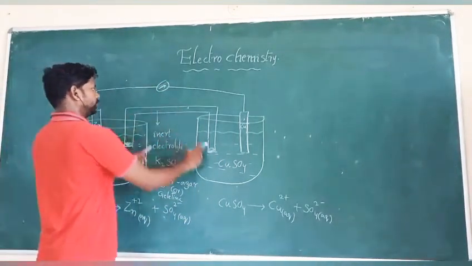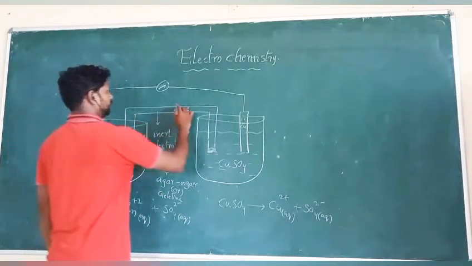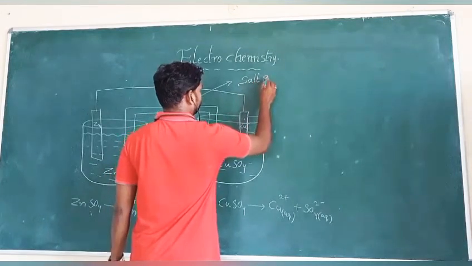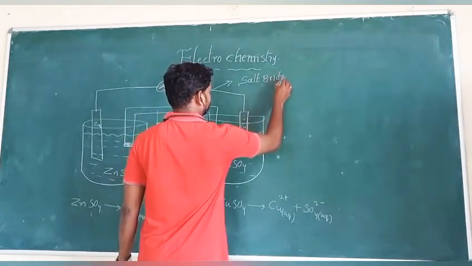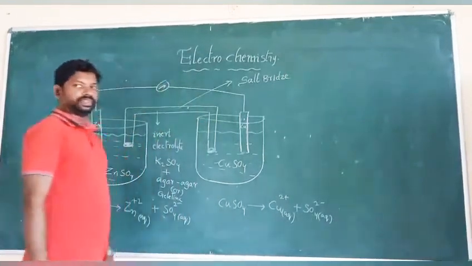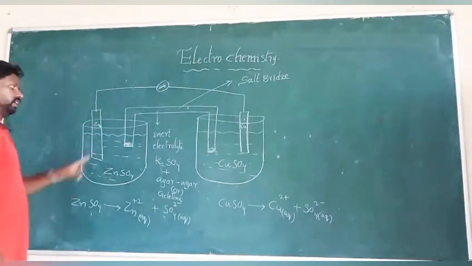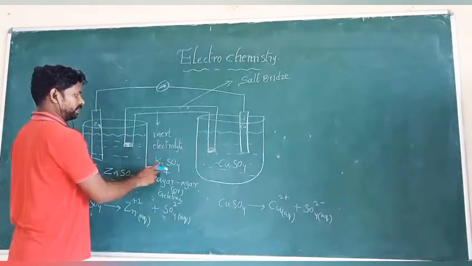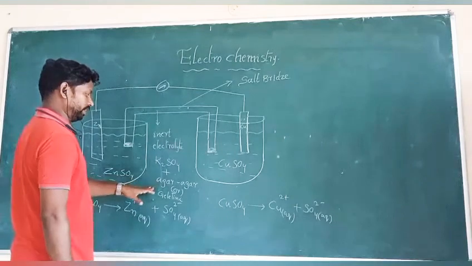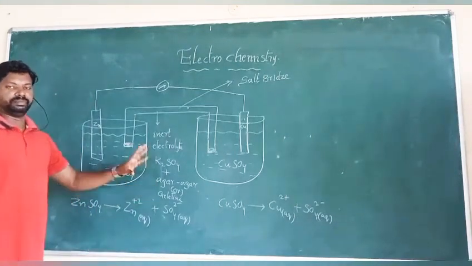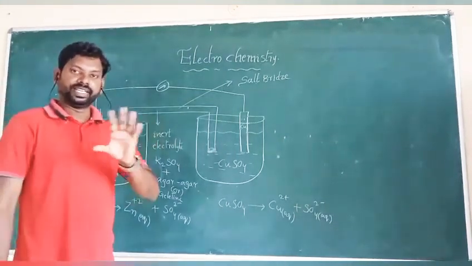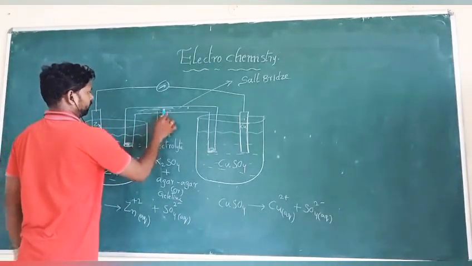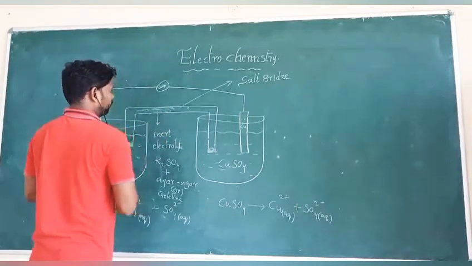This inverted U tube we call a salt bridge. This salt bridge contains an inert electrolyte like K2SO4. It is mixed with the agar or gelatin, and they form a jelly-like paste over here.